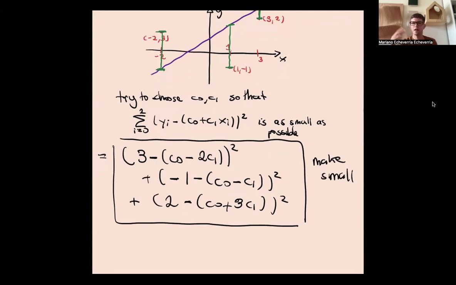Okay, now if you use different variables, this is literally a function that you studied in Calc 3, right? If you call C0 x and C1 y, it is a function of two variables. So one way to approach the problem is literally as a Calc 3 problem. You have a function of two variables. How do you find the minimum? You find the partial derivatives with respect to each variable and set them equal to 0.